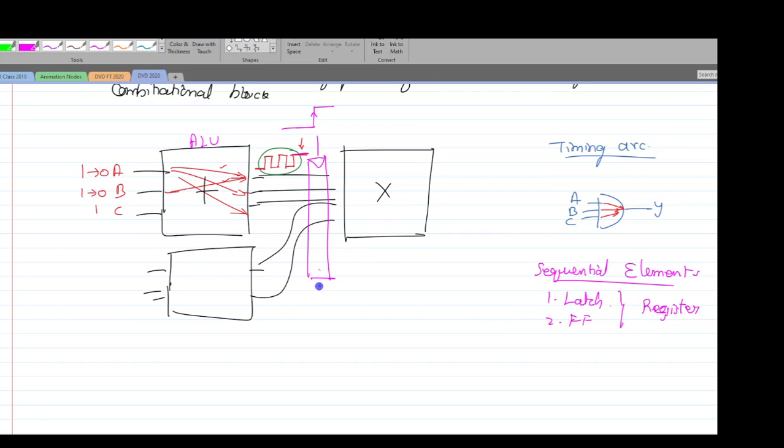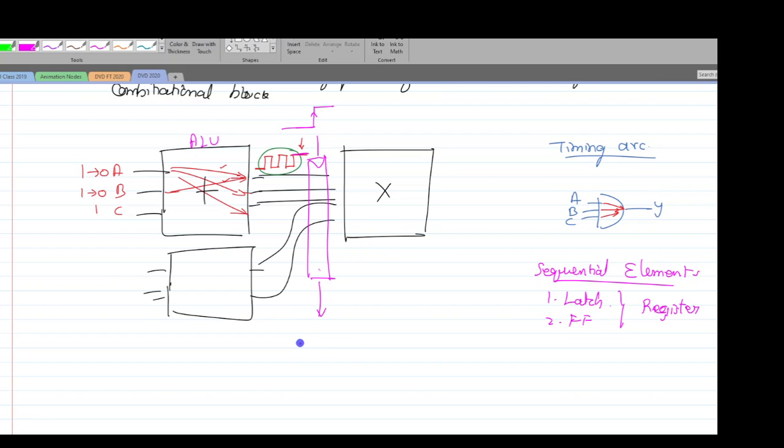But in turn, by introducing these sequential elements between the different combo logics, you introduce an extra delay. And why is the delay extra? Just because we are not able to send the data from the previous logic to the next logic immediately. We have to hold it for a while until the clock edge arrives, right? Because of this, an extra delay is encountered.